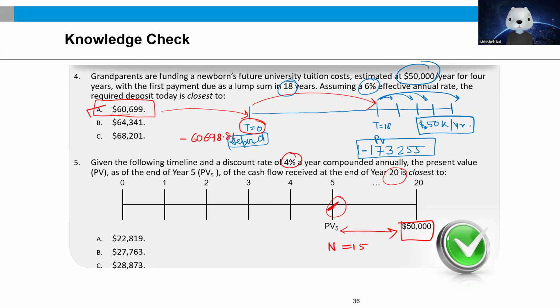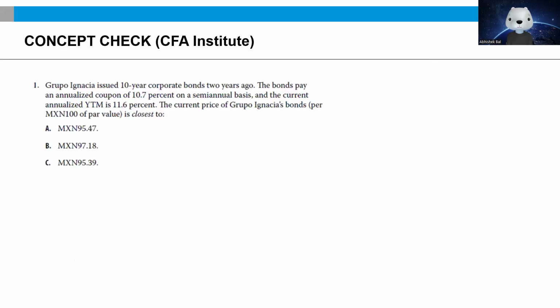And I/Y is 4%. PMT is 0. FV is 50,000, of course. We have to find out the CPT. I think you can do this job. I don't have to actually get into it.